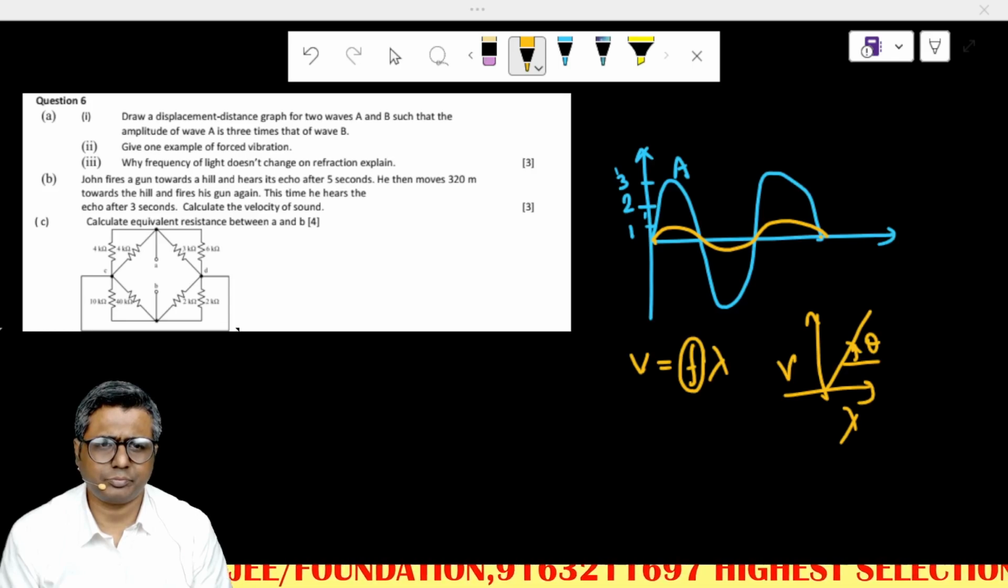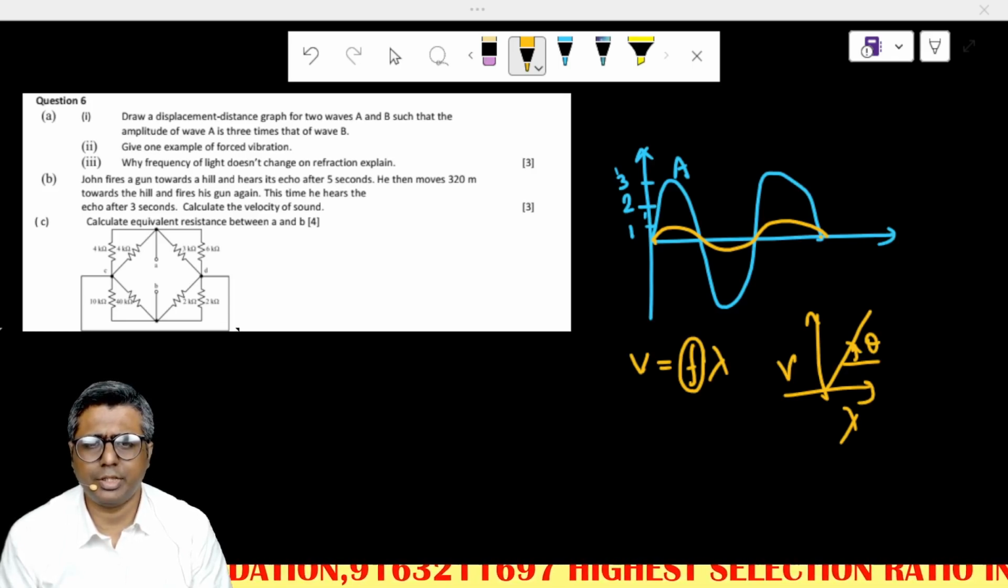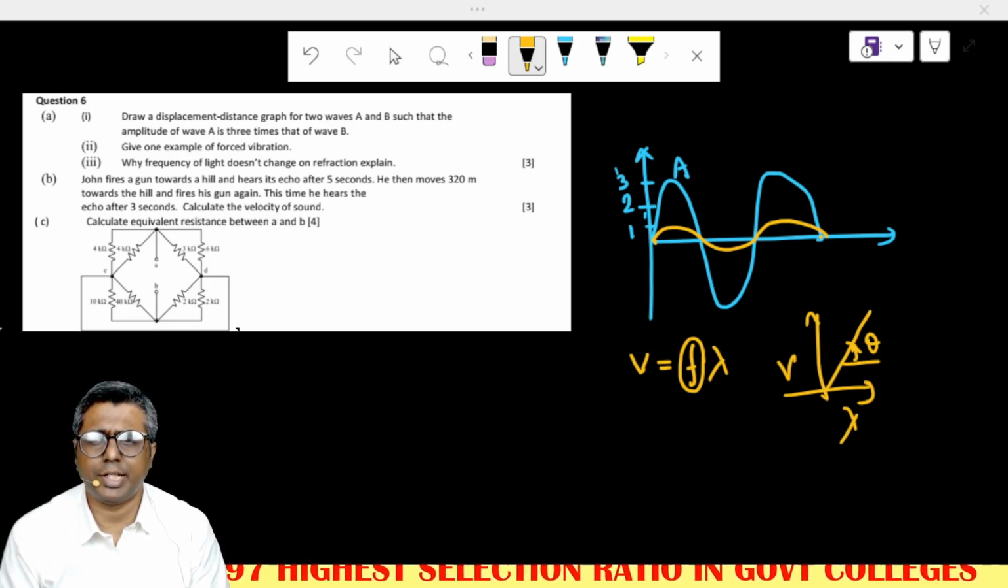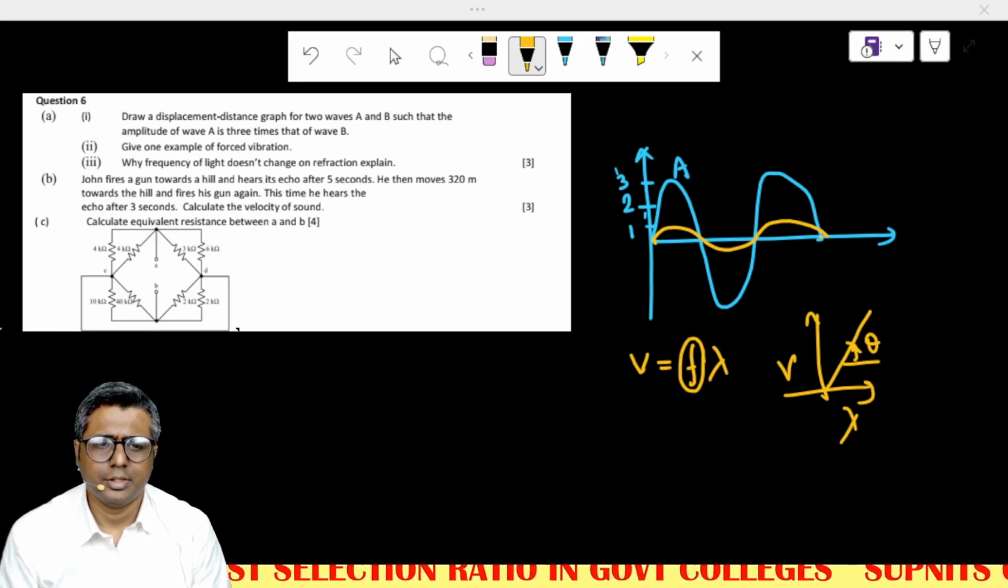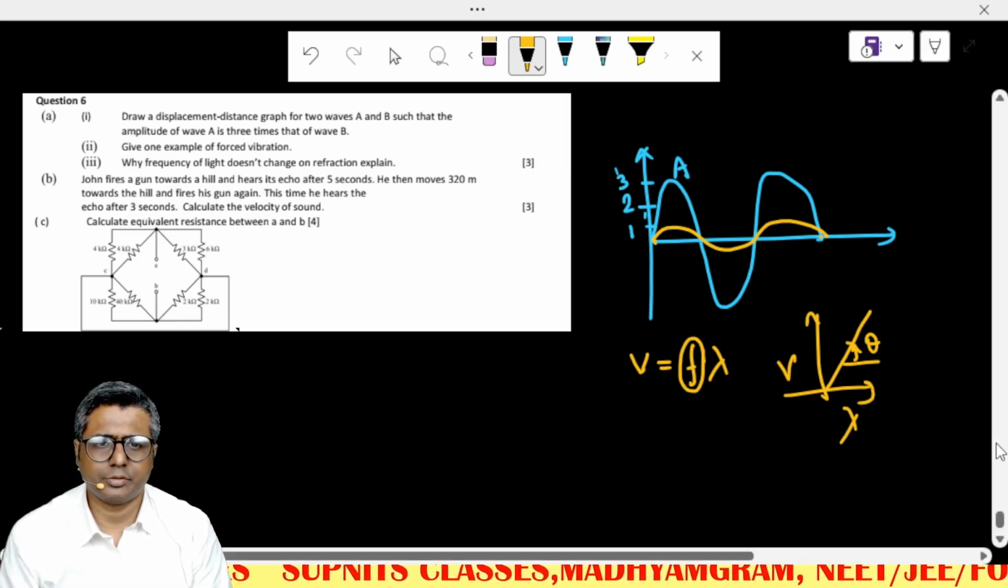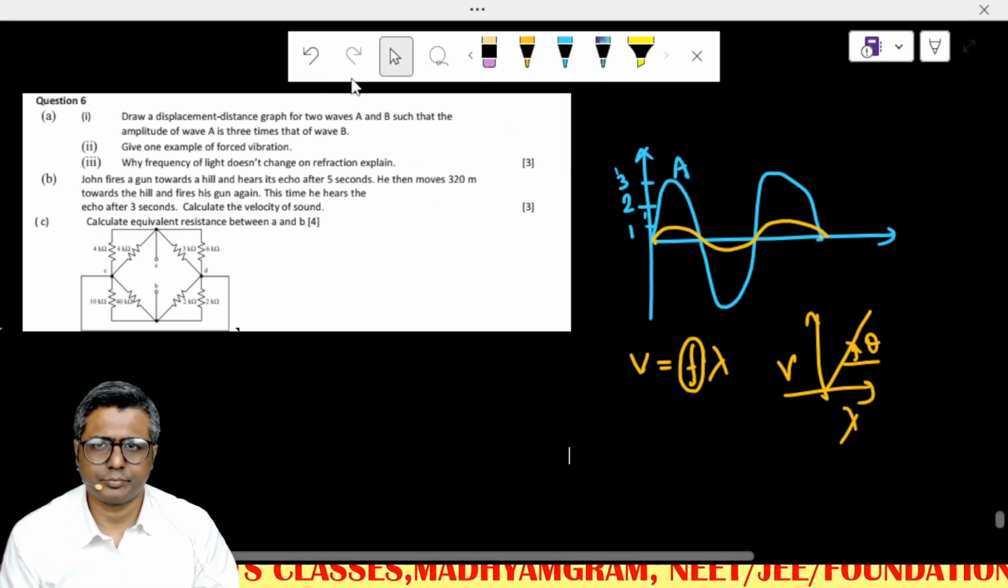Have you done this one, the resistance question? Oh, before that there is a question. John fires a gun towards a hill. This is a pretty easy question, not much tough. I'll solve this.